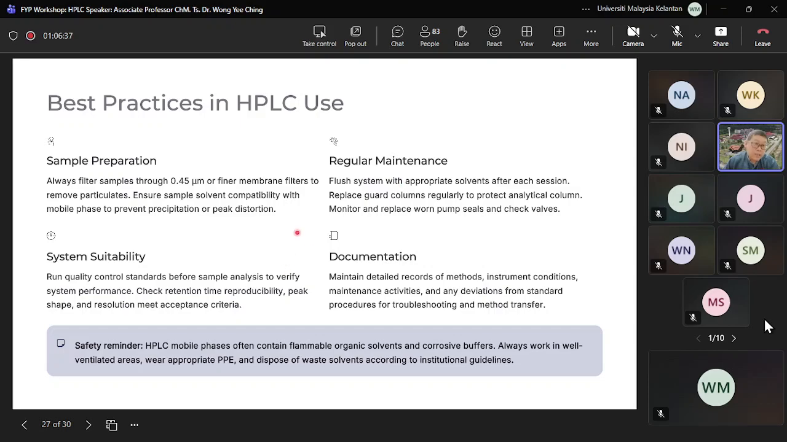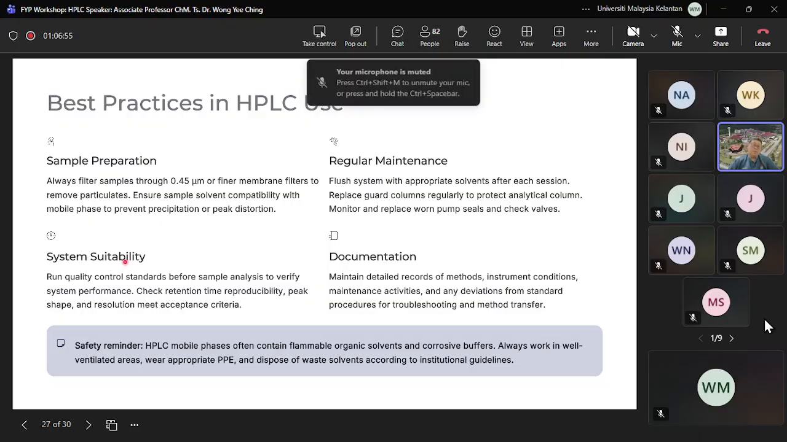And then the system suitability, whereby you run a quality QC check on sample analysis to verify the system performance. This one is also done either internally, where you do the calibration, or you do external calibration. This is also being done by the assistant, not by you.